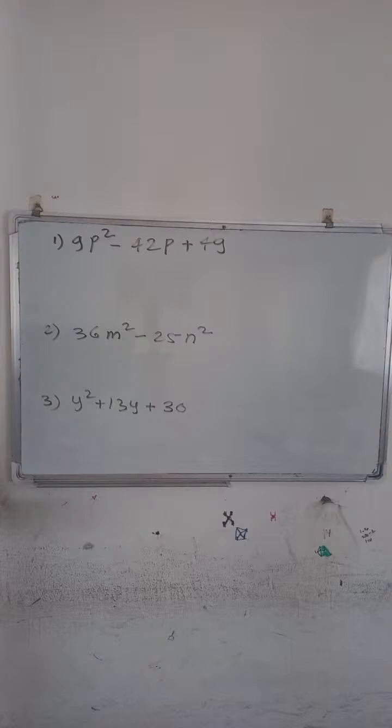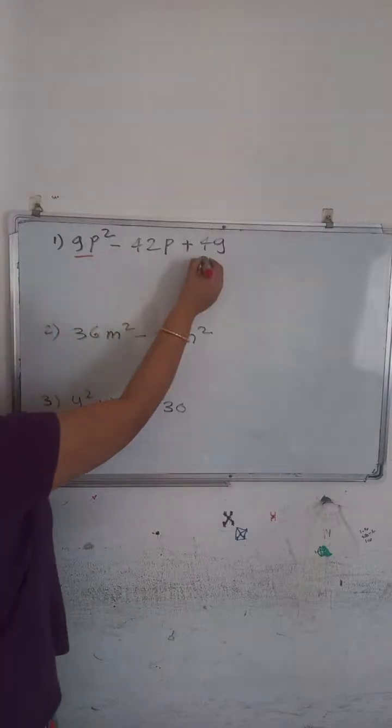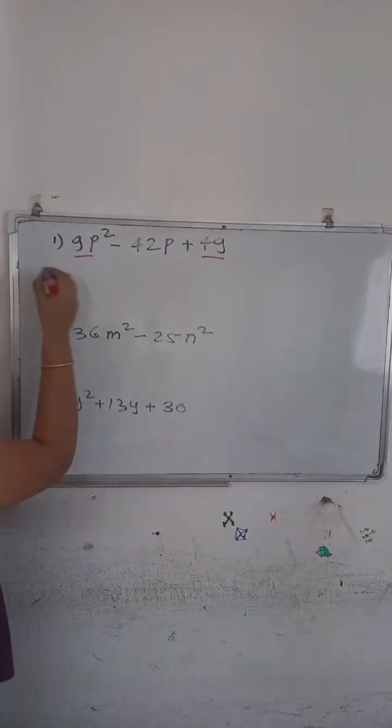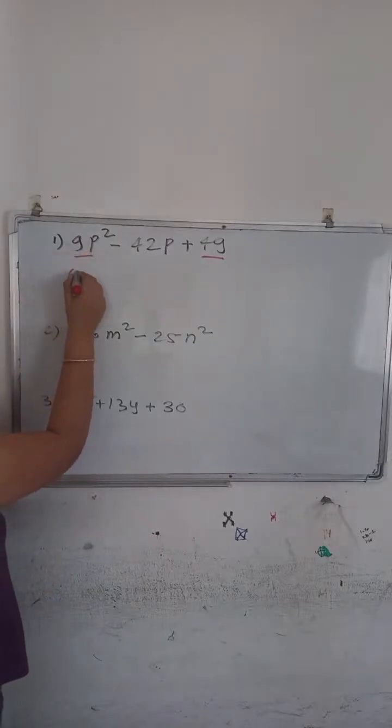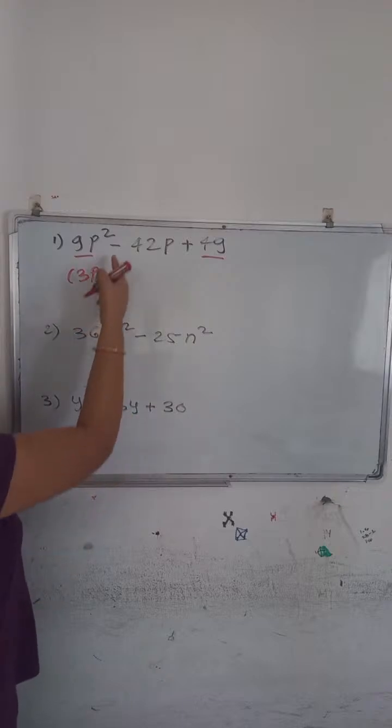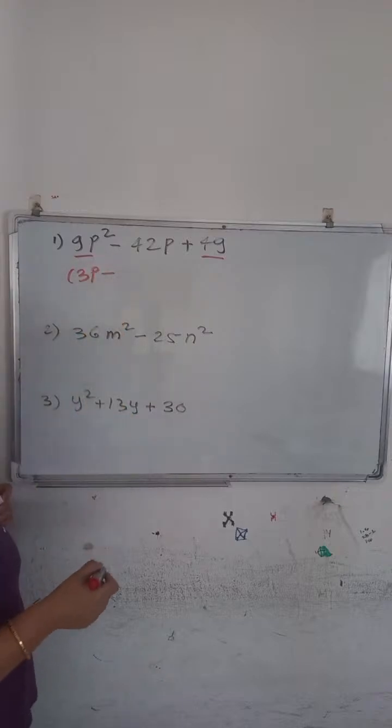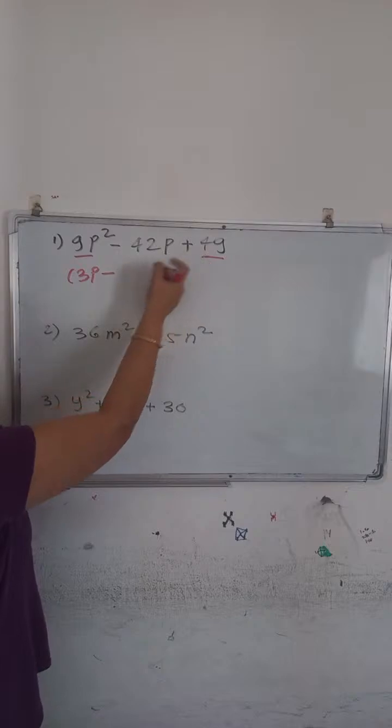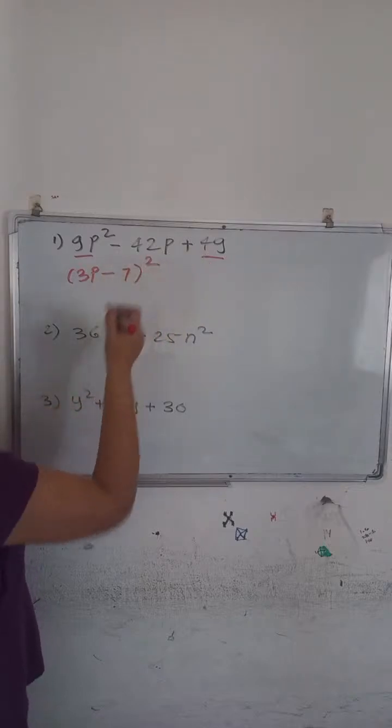So this is also a very important question. Check how I am solving. Actually we are using identities here. Check how I am solving this kind of question. Always check the first and last terms. 9p square is the square of 3p. The middle term is negative, so I will write it as negative. This 49 is the square of 7, and the whole bracket squared.